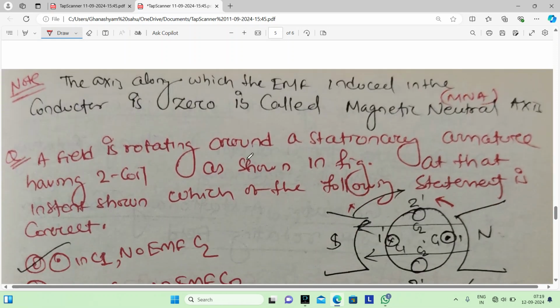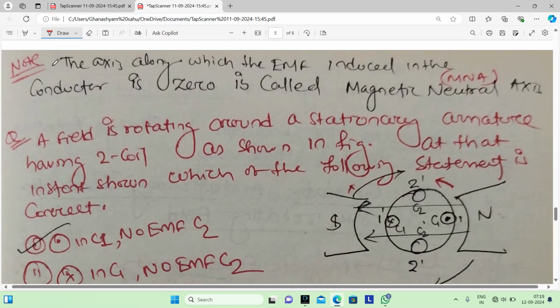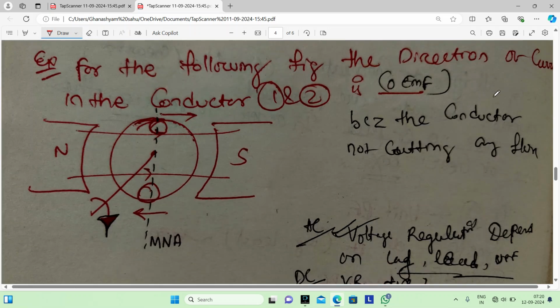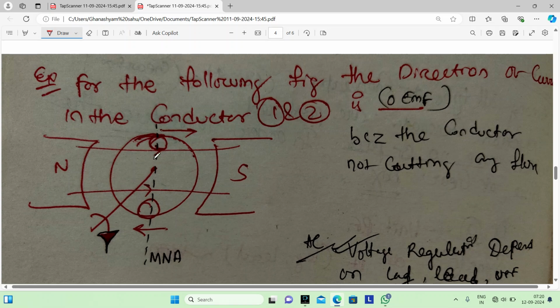Okay, so I have written the same thing here in the note. The axis along which the electromagnetic force induced in the conductor is zero is called the magnetic neutral axis. This is the magnetic neutral axis, where the electromagnetic force is 0.